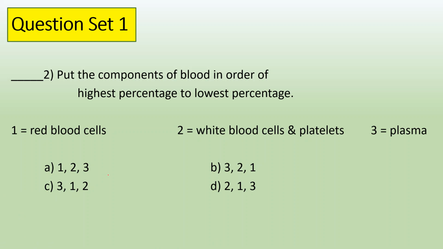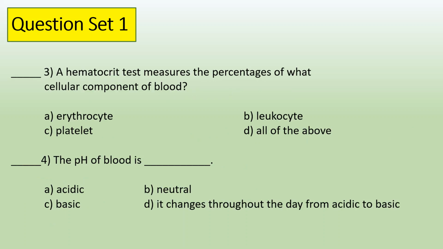So if you remember our picture, it was plasma on top, then the Buffy coat, white blood cells and platelets, and then the red blood cells. But if you remember, there was more plasma, 55% was plasma. Then you had red blood cells coming in at about 45%. And then the least amount were the white blood cells and platelets. Remember, those made up less than 1%. So your order should be 3, 1, 2. So that would be C. I'll give you a second for questions 3 and 4 in that set.